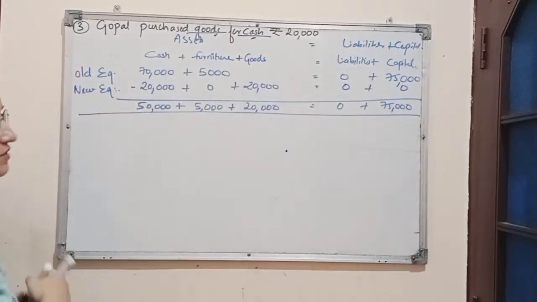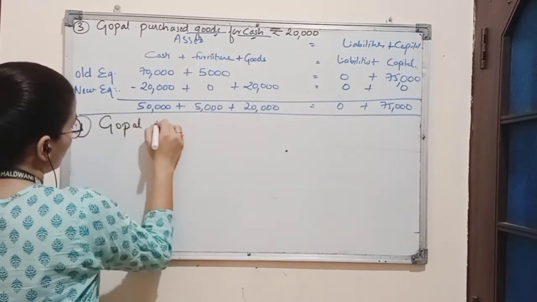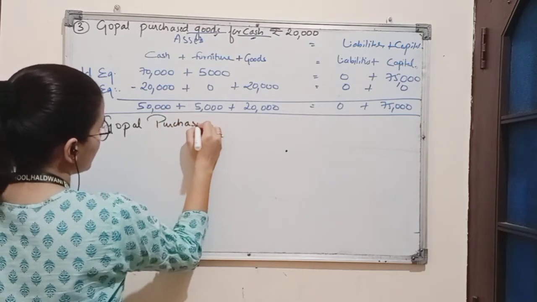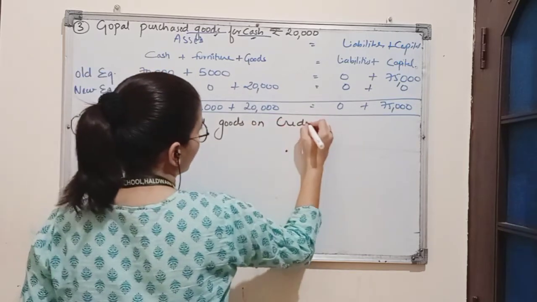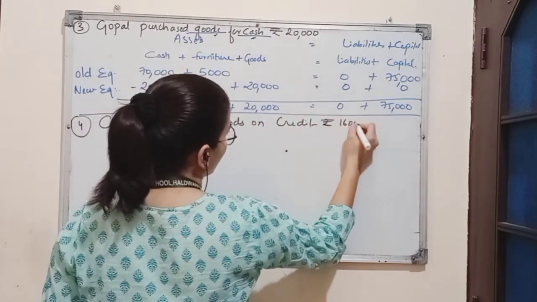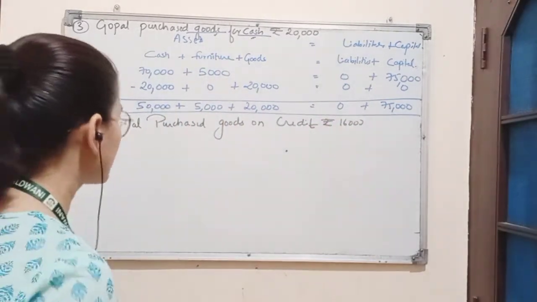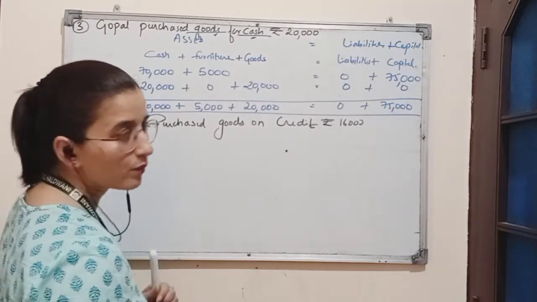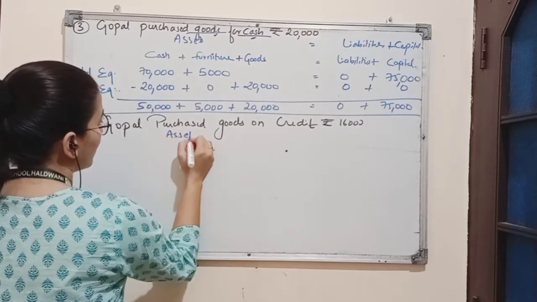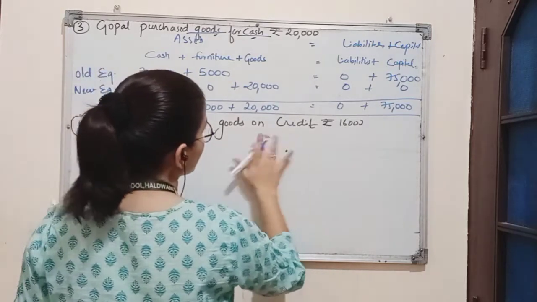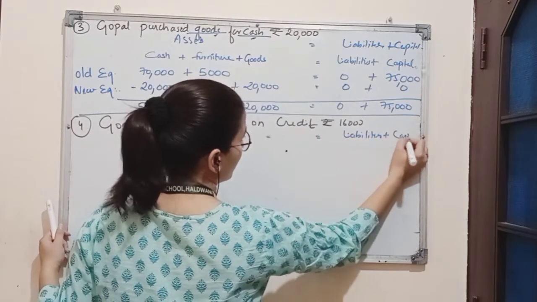Now let's discuss the next transaction. Next transaction is Gopal purchased goods on credit rupees 16,000. So before solving this transaction or recording this transaction in accounting equation, we will first write the old equation here. First we will write the accounting equation, which is assets is equal to liabilities plus capital.